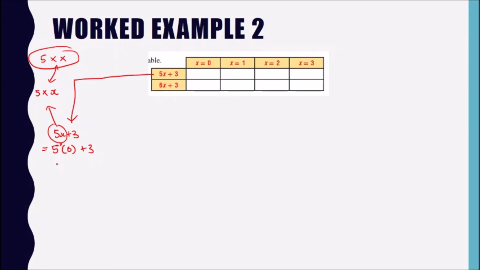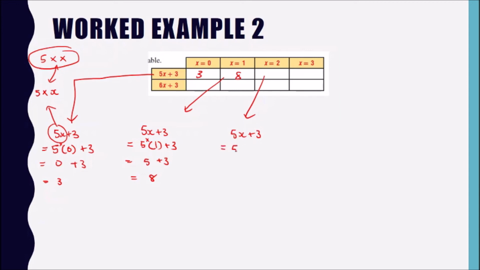So now, going back to the equation, 5 times 0 is 0 plus 3. So 0 plus 3 is 3. So we put 3 in there. And if we fill this one out, 5x plus 3 when x equals 1. So we put the 1 in as the x. So 5 times 1 is 5 plus 3. So 5 plus 3 is 8. And then we fill this one out. So 5x plus 3. You need to be making sure that you show all your working out, because it is quite common for you to just jump to the conclusion and do it in your head.